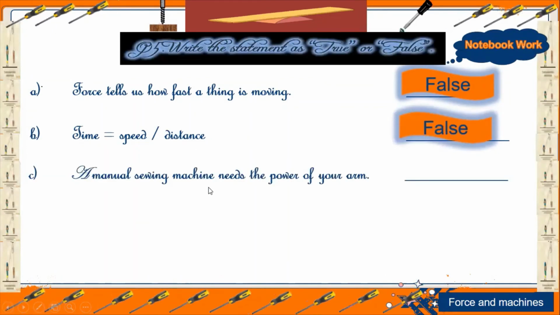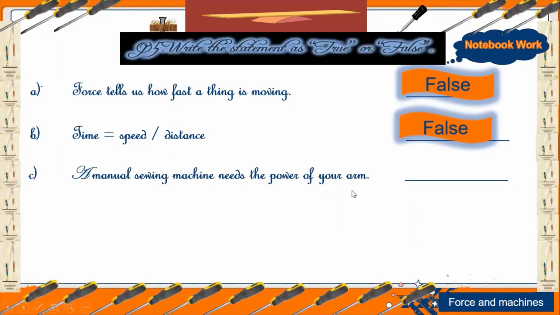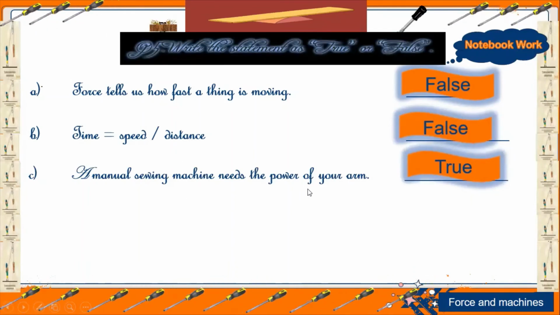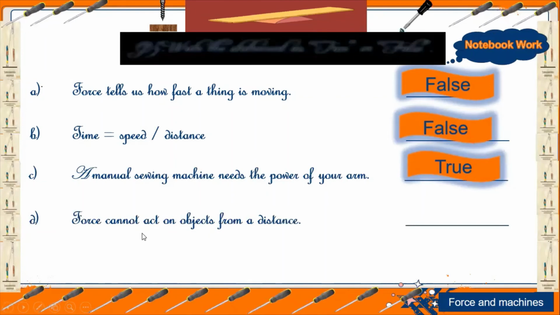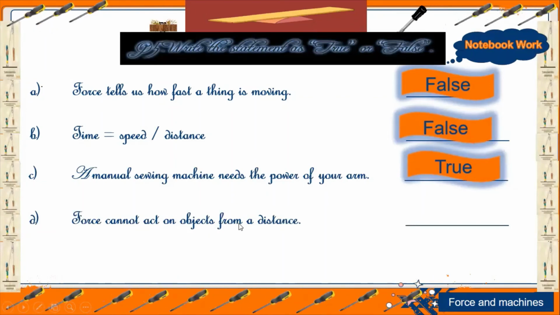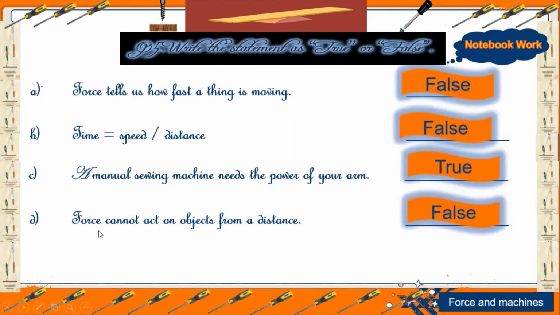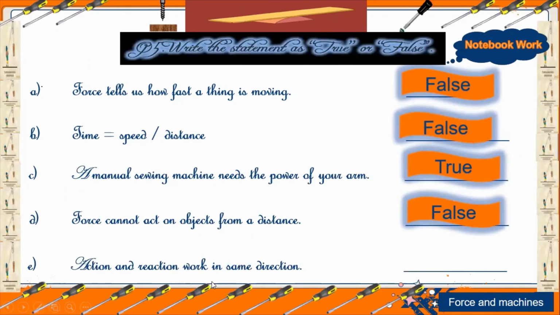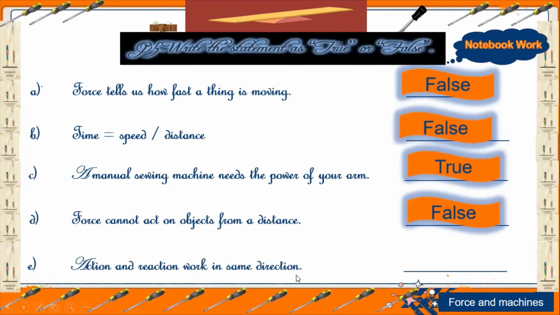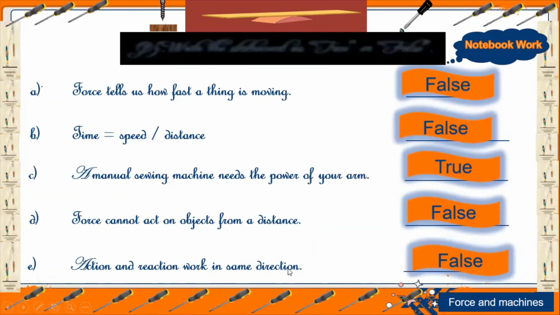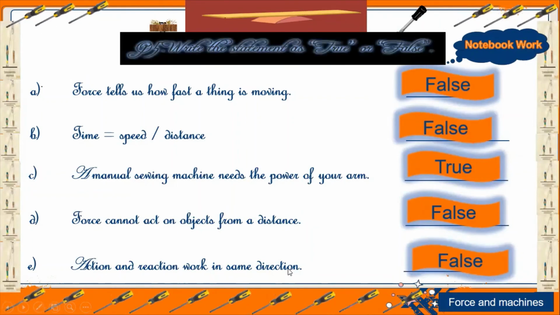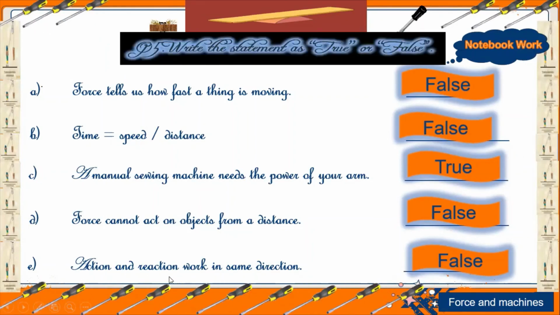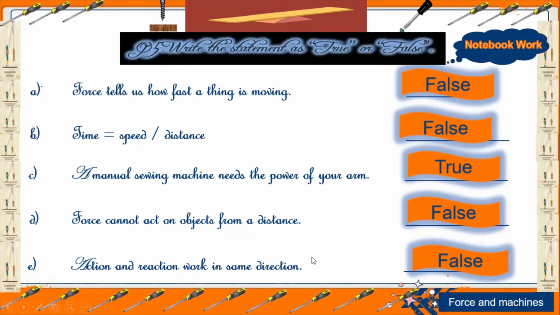C. A manual sewing machine needs the power of your arm. Yes, a manual sewing machine needs the power of our arm. D. Force cannot act on an object from a distance. It's a wrong statement. Force can act on an object from a distance. E. Action and reaction work in the same direction. It's also a wrong statement, students. Forces act in pairs, like scissors or arms. So action and reaction work in opposite directions, not in the same direction.